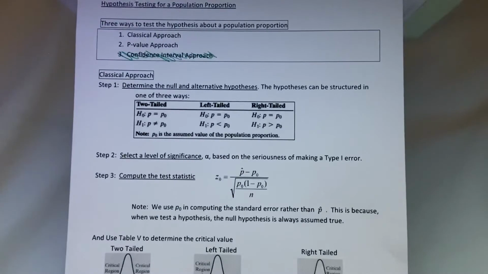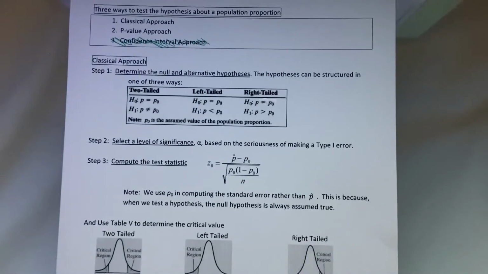So the classical approach: first, your step one is to determine the null and alternative hypothesis. And hypotheses can be structured in one of the three ways we talked about in 10.1. You have to select a level of significance that will be based on the problem. It depends on the seriousness of a type 1 error. It'll be decided by the researcher, so you're really just finding it in the wording of the problem.